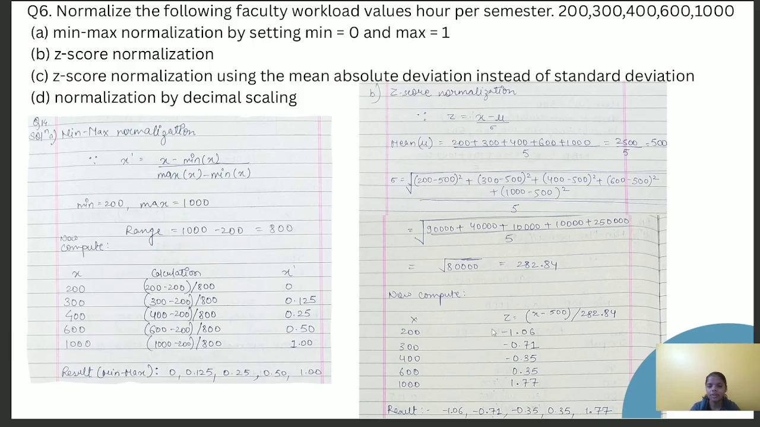Now we will compute this value into our z-score formula. When we compute this value into our z-score formula, we get the z-scores for the following data points as here: minus 1.06, minus 0.71, minus 0.35, 0.35, and 1.77.